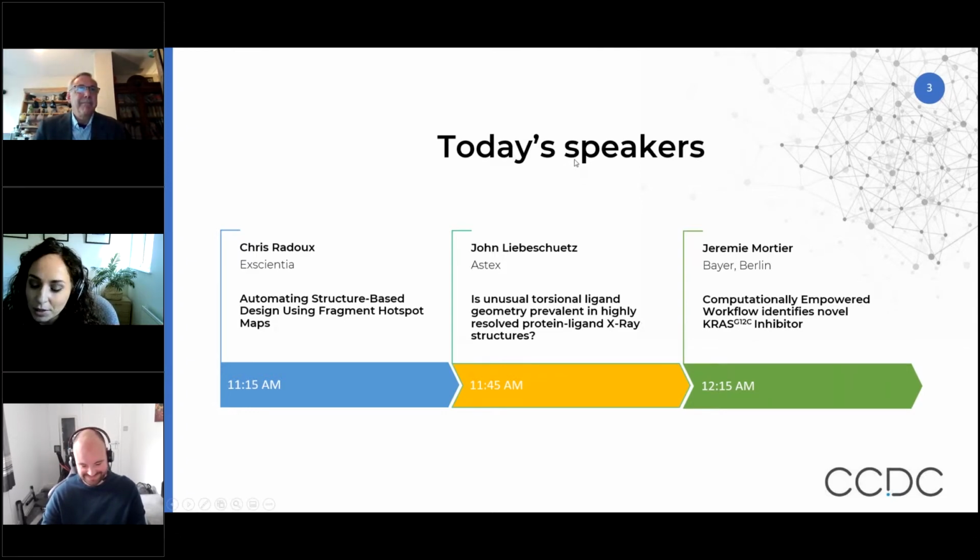He's now a structural bioinformatician at Exscientia, and his role focuses on developing structure-based tools with an emphasis on automating design. So before Exscientia and after his PhD at the CCDC, he also worked at ADI in the Campbell group. And his project was aimed at incorporating target tractability data into the open target platforms. So today is going to talk us about automating structure-based design using fragment hotspot maps. So over to you, Chris.